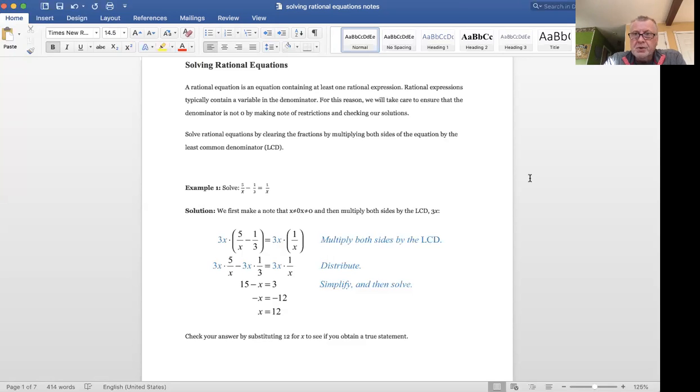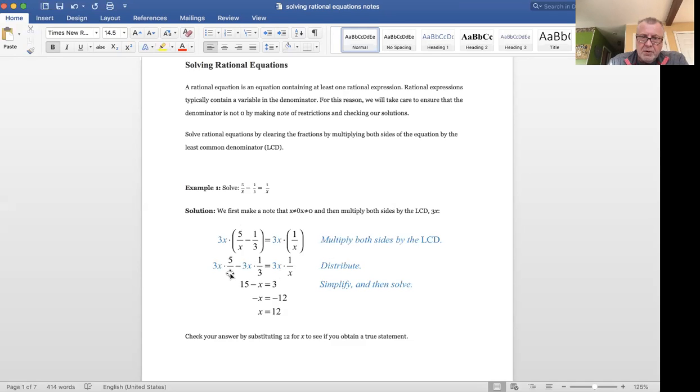Okay, now just like when we started looking at equations with fractions, we multiplied everything by the common denominator. We're going to do that here. Since our denominators are 3 and x, our common denominator is going to be 3x. So I multiply everything by 3x on both sides. I'll distribute the 3x here. That gives us 3x times 5 over x minus 3x times 1/3. And then here we get 3x times 1 over x.